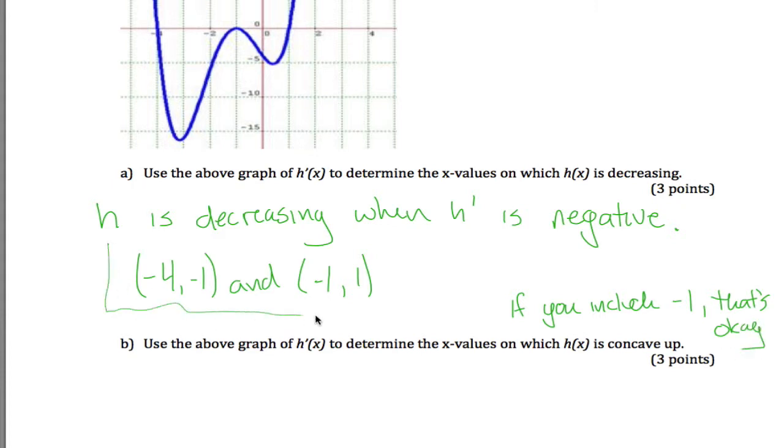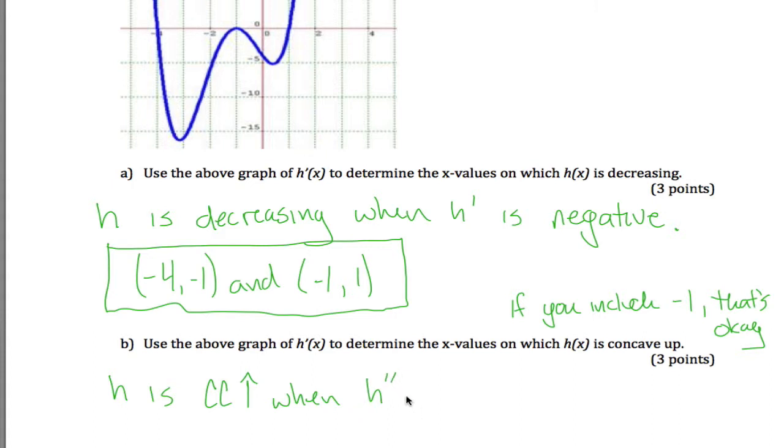But this right here would be my answer to when this function is decreasing. Now it says, when is h concave up? H is concave up when h double prime is positive.